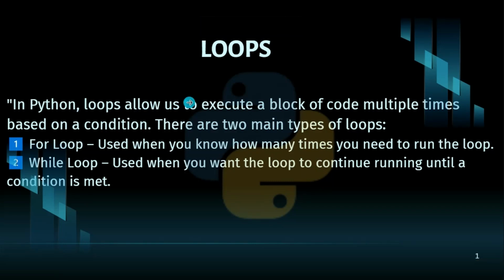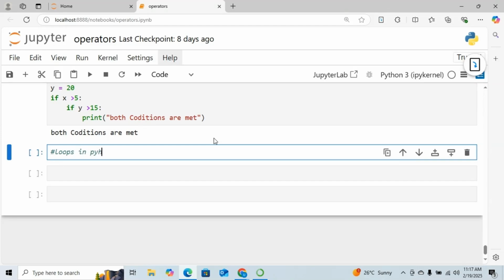In Python, loops allow us to execute a block of code multiple times based on a condition. There are two main types of loops: for loop and while loop. A for loop is used when you know how many times you need to run the loop, and a while loop is used when you want the loop to continue running until a condition is met. Let's break them down with examples.